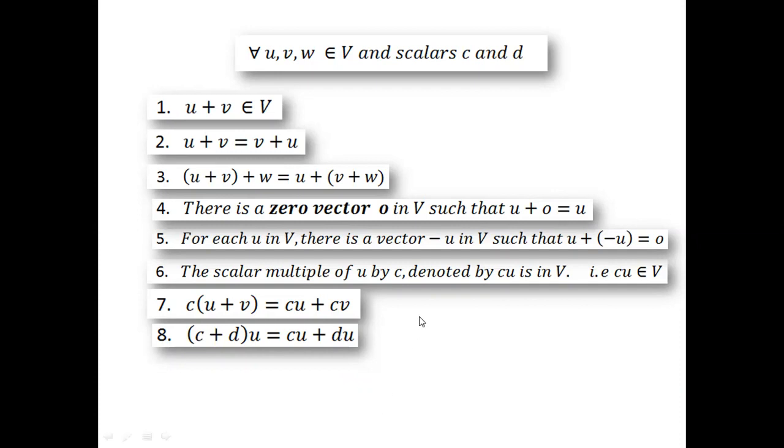Now the ninth one is C(Du) = (CD)u. Here C and D are scalars and u is the vector. So Du is another vector that is taken C times. That is equal to u taken CD times. And finally, 1u = u, where 1 is the unity in the scalars taken.